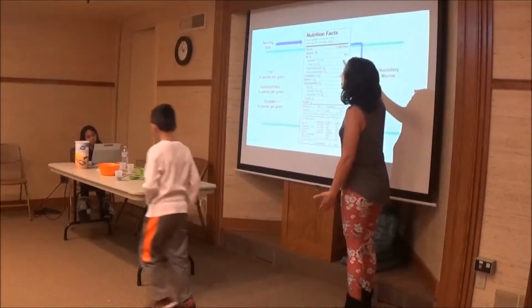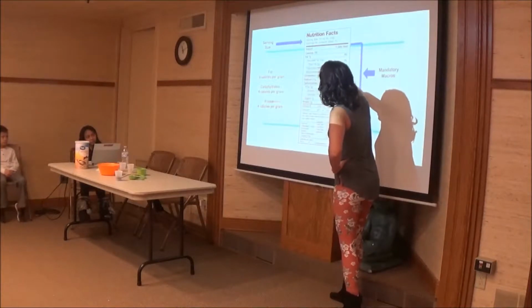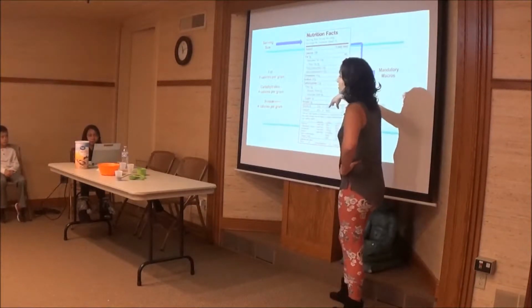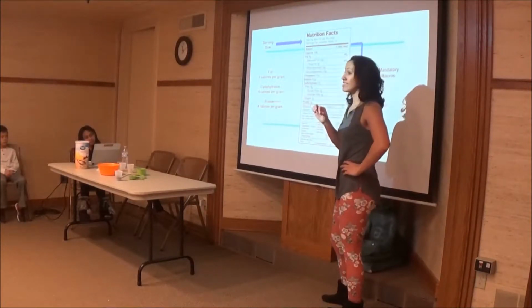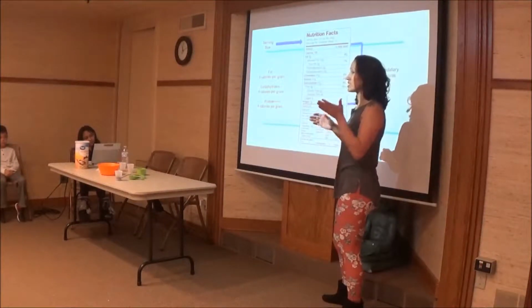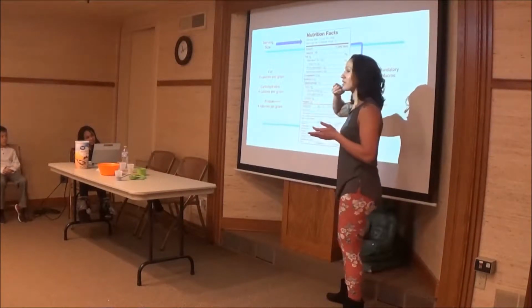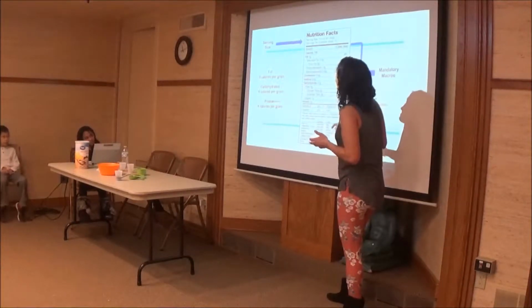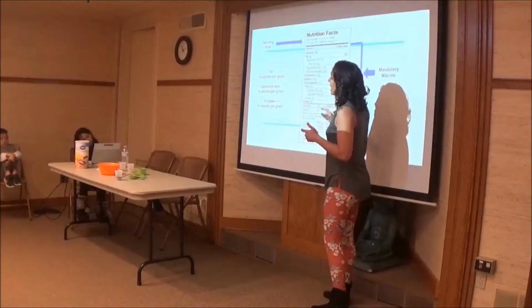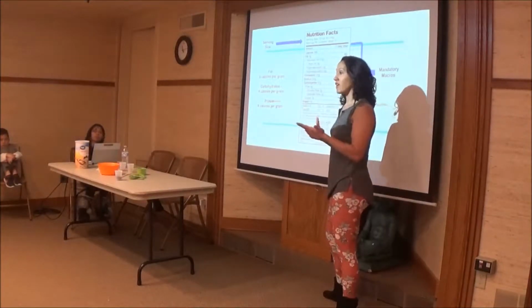Your three main macros, macronutrients, are fats, carbs, and protein. Your micronutrients are your vitamins and your minerals. You see the difference, macros and micros? Macros: fats, carbs, proteins. Micros: vitamins, minerals.